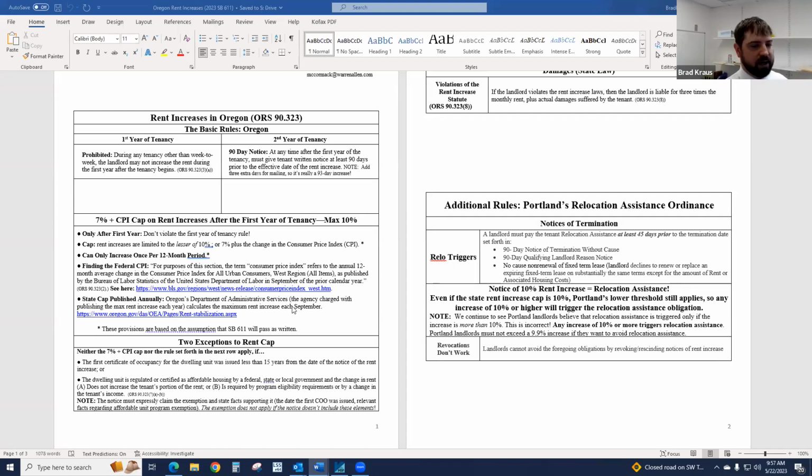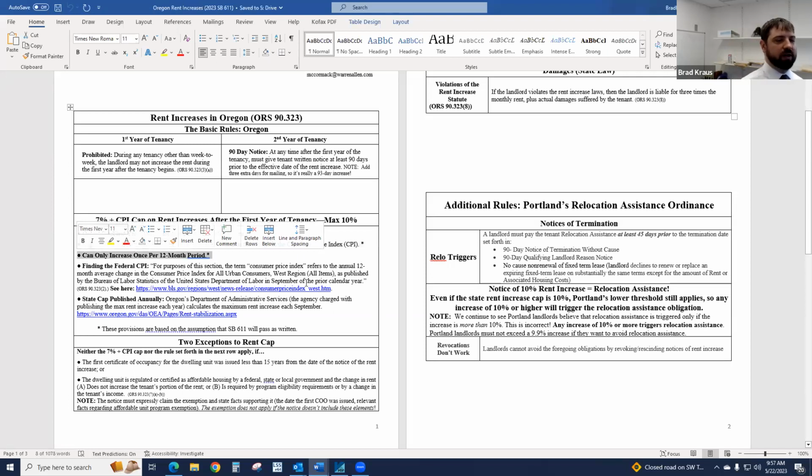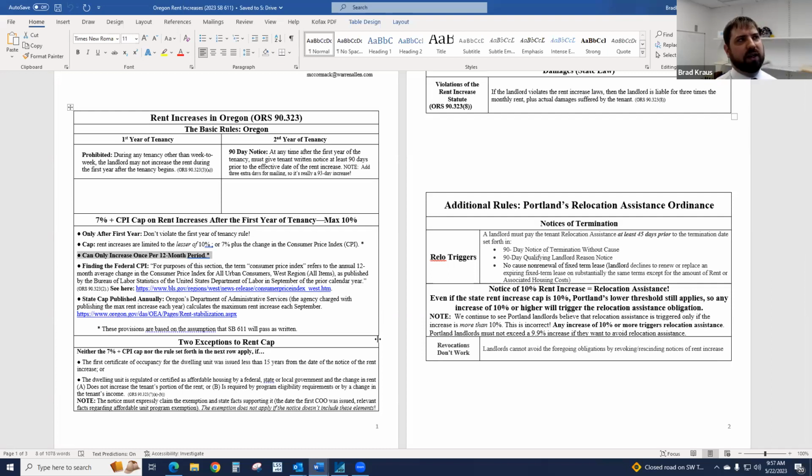CPI is. Okay, so I hammered on that here. I'm going to hammer on that again, because that's going to be important. The other thing, rent increase can only occur once per 12-month period. Okay, so that's sort of a change in what was a confusing and not really defined point of Oregon law, whether or not you could increase rent twice as long as you stayed under the cap. You can only increase rent once per 12-month period. So that's going to be a change as well.